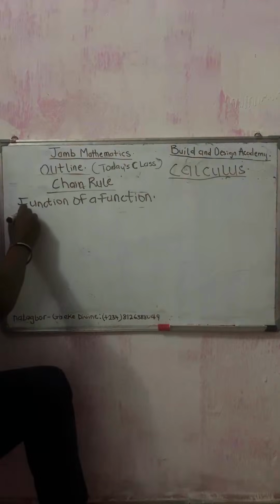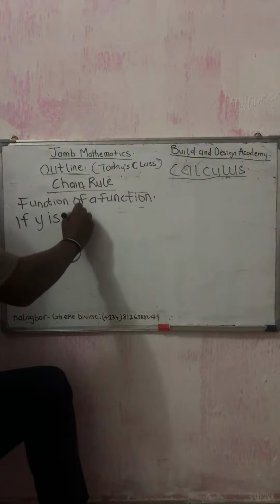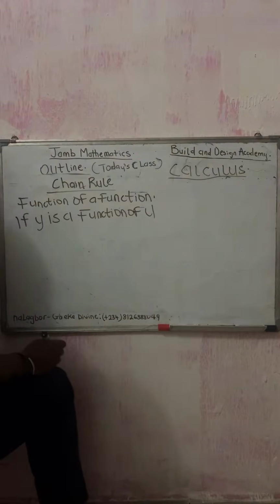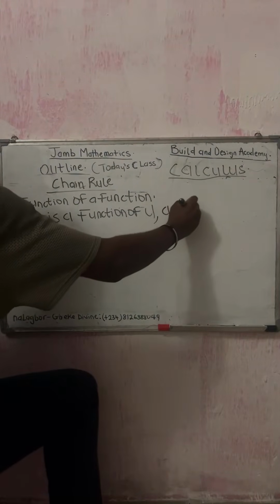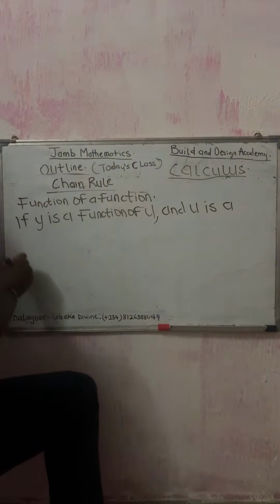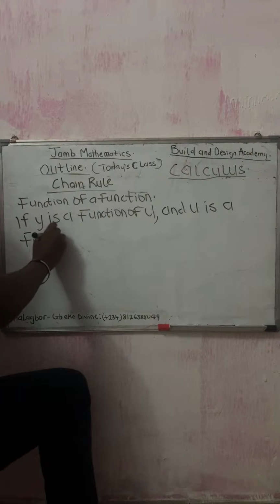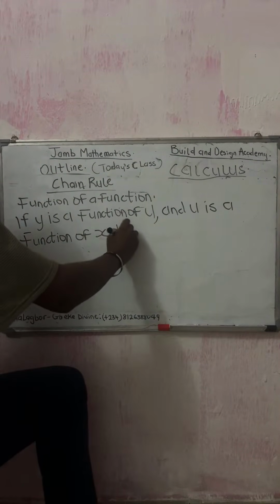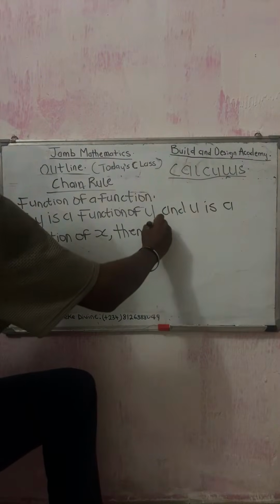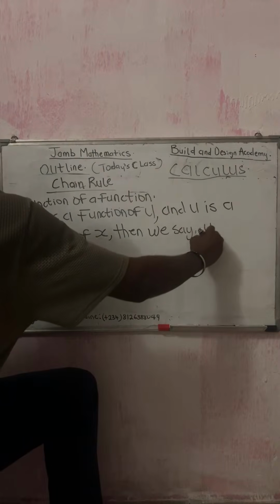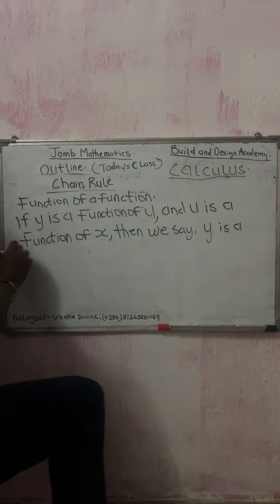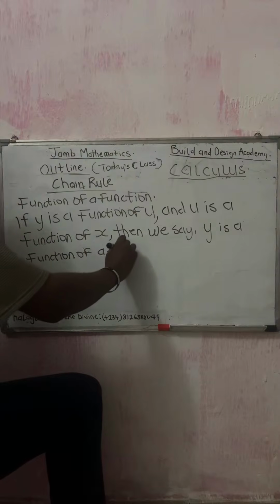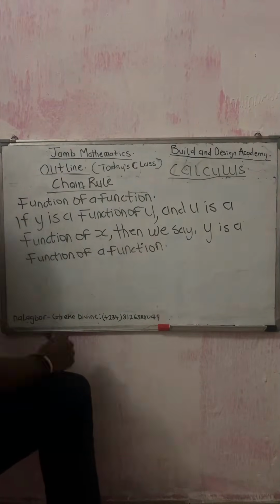Now, I said if y is a function of u, and u is a function of x, then we say y is a function of a function. Let me explain this mathematically.